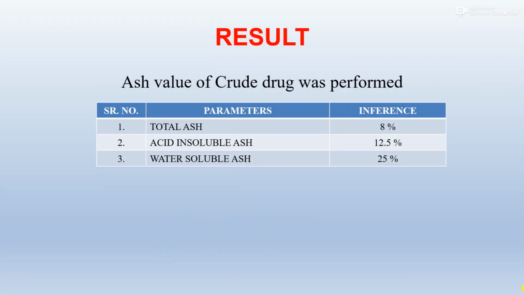So the ash value of crude drug was performed. Total ash obtained was 8%, acid insoluble ash obtained was 12.5%, and water soluble ash obtained was 25%.